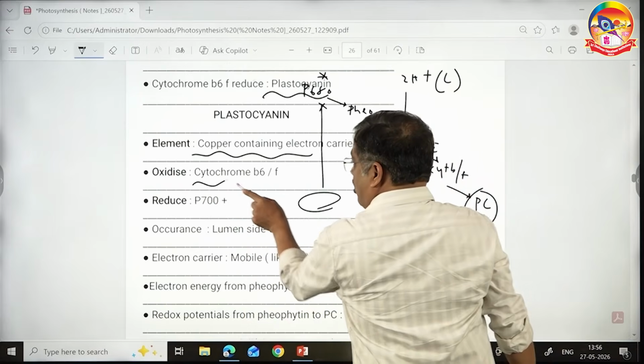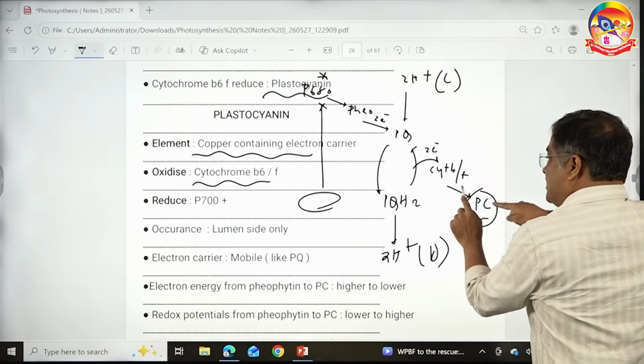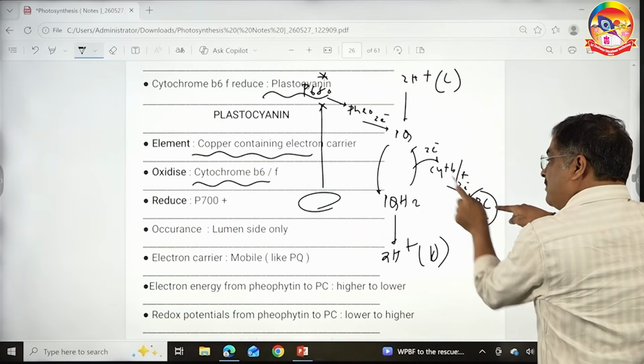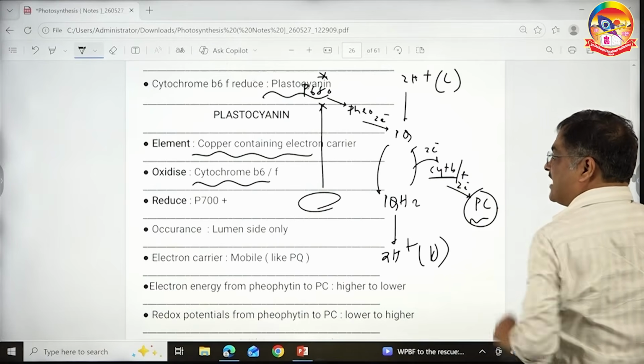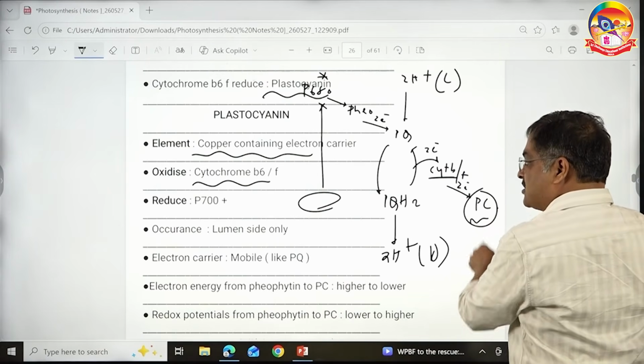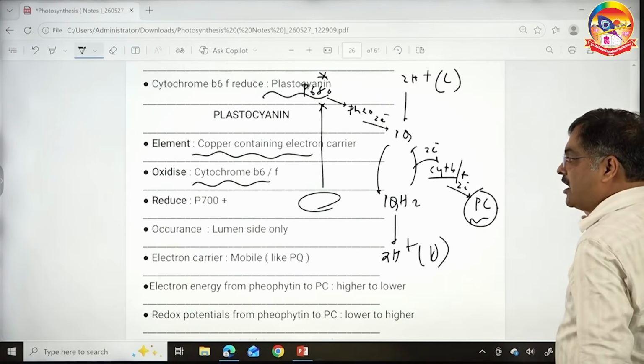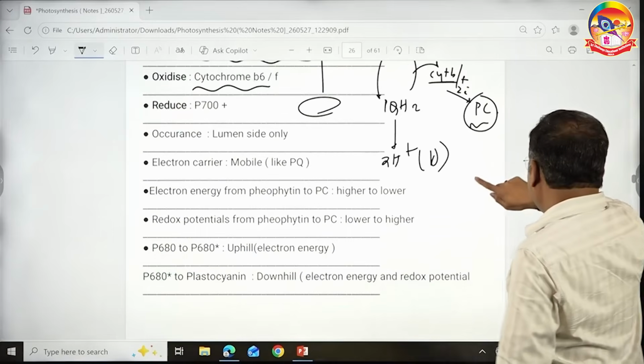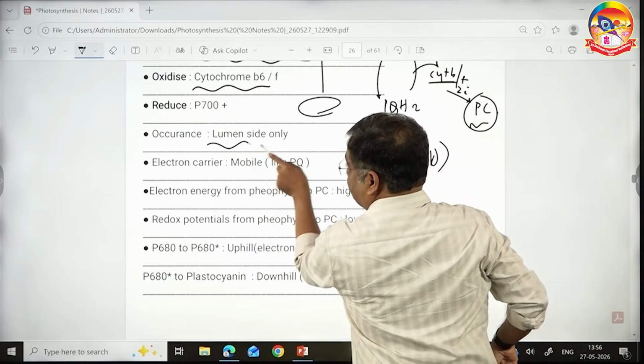All right, it oxidizes cytochrome b6f. Is it not pulling the 2 electrons from cytochrome b6f? That means oxidizing cytochrome b6f and reducing P700, it is going to give the 2 electrons to P700 plus. It occurs on the lumen side.